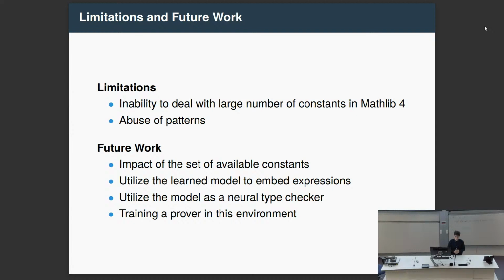Now, the next two points are what we initially wanted to do: to use the model to embed expressions and use them for anything related to math and AI. We also wanted to test it as some sort of adversarial neural type checker. And for our final future work, we wouldn't want to just generate any expression. We would want to generate an expression of a certain type, which would be equivalent to training a prover in this environment.